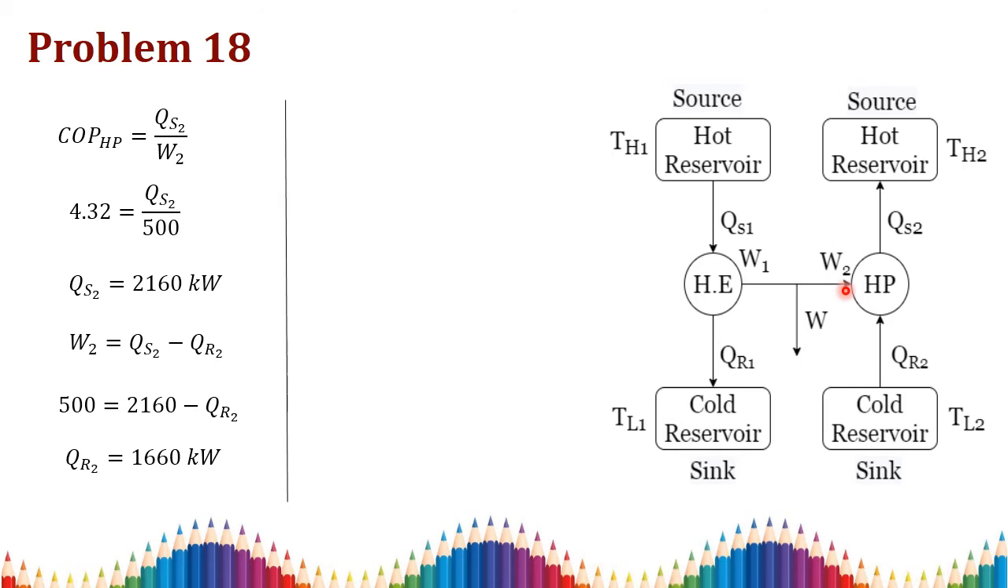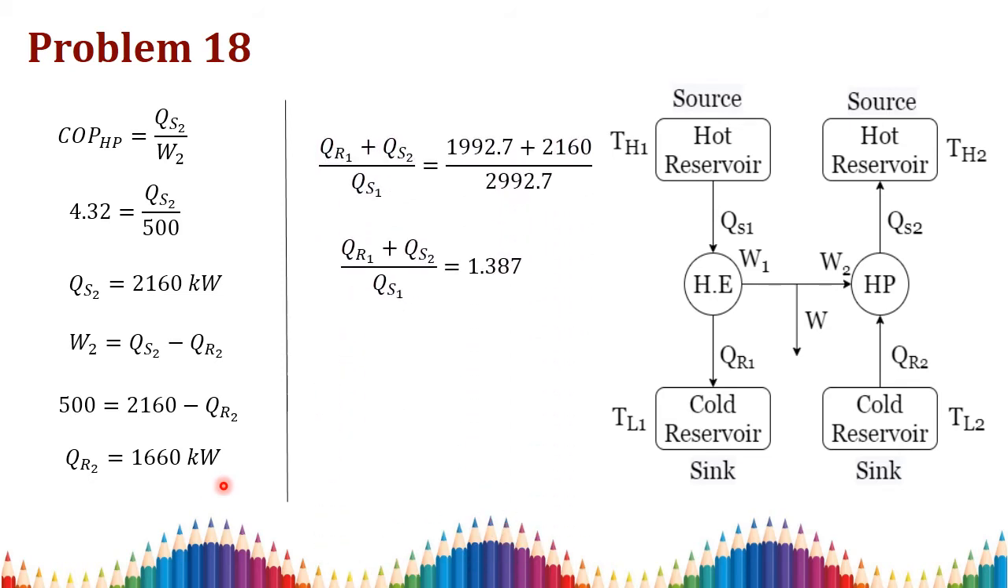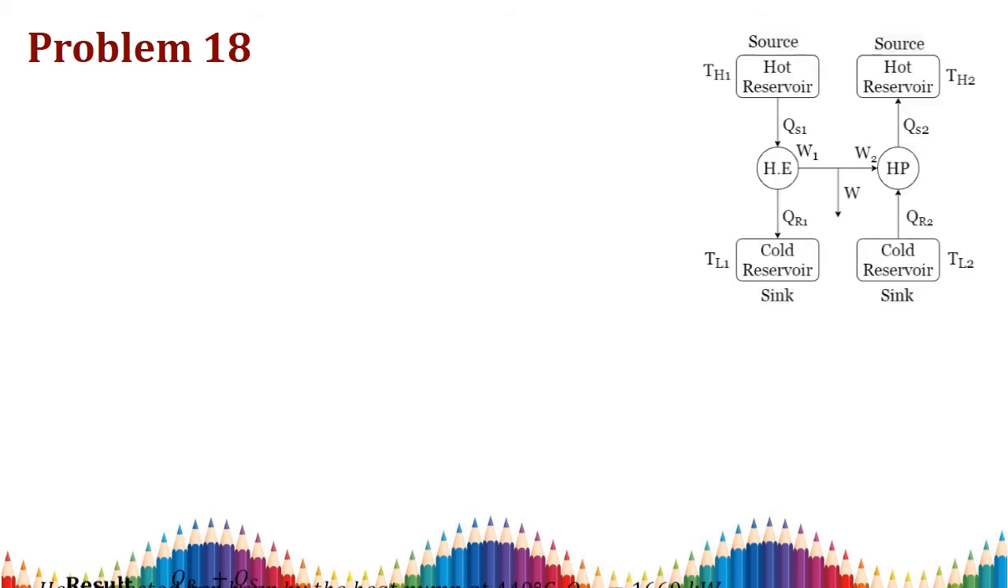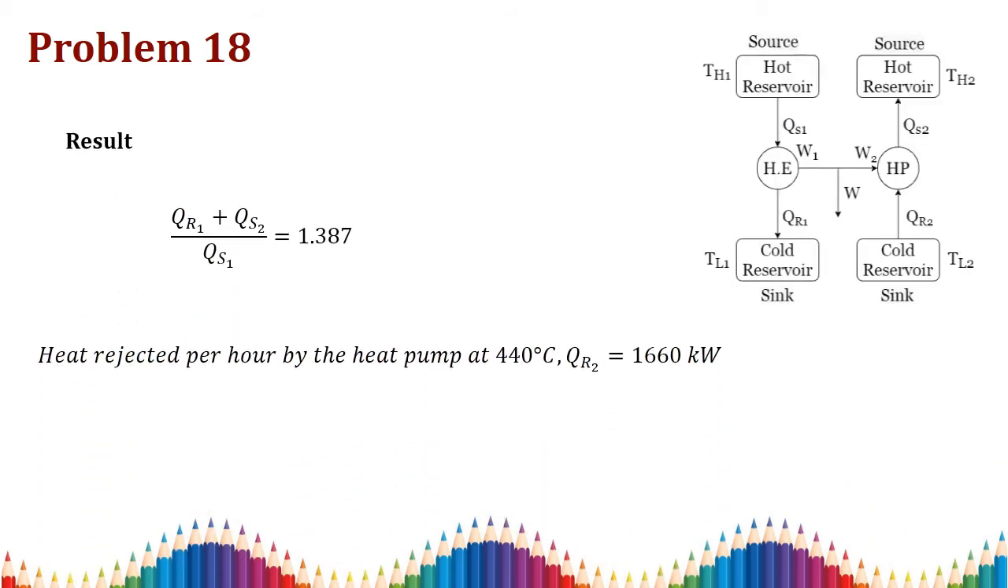Then the COP is found from the previous case, you substitute and get the QS2 value here. Once we know QS2, then work done 2 is equal to QS2 minus QR2. That is 500, which is equal to 2160 minus QR2. Then QR2 is equal to 1660 kilowatt. Then we can easily find QR1 plus QS2 divided by QS1, as we know all the values QR1, QS2 and QS1. You substitute all those values to get a ratio of 1.387. So as a result, QR1 plus QS2 by QS1 is equal to 1.387, and also the heat rejected by the heat pump at 440 degrees Celsius.